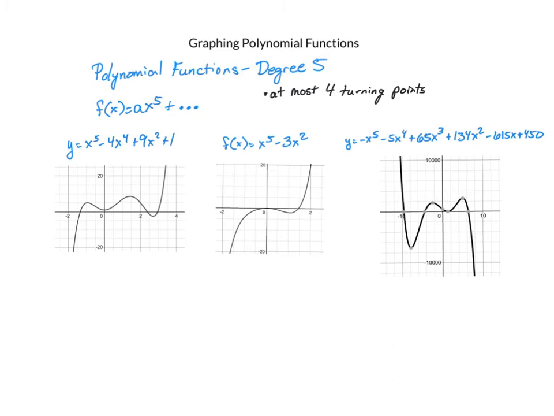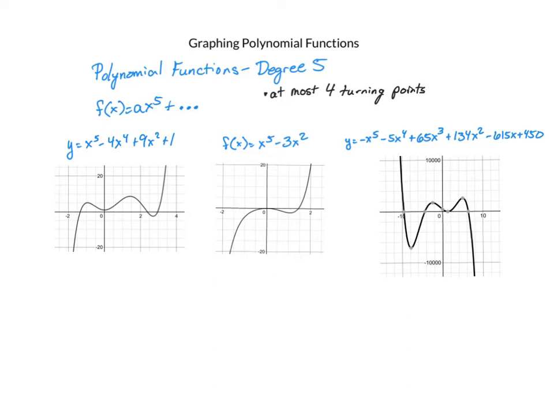Here are some examples of the graphs of fifth degree polynomials. Look at the first one. We have 1, 2, 3, 4 turning points. On the next one, notice we have 1, 2 turning points. It looks kind of like a degree 3 polynomial, but in fact, look at the equation. It is a fifth degree polynomial equation, and that's its graph.